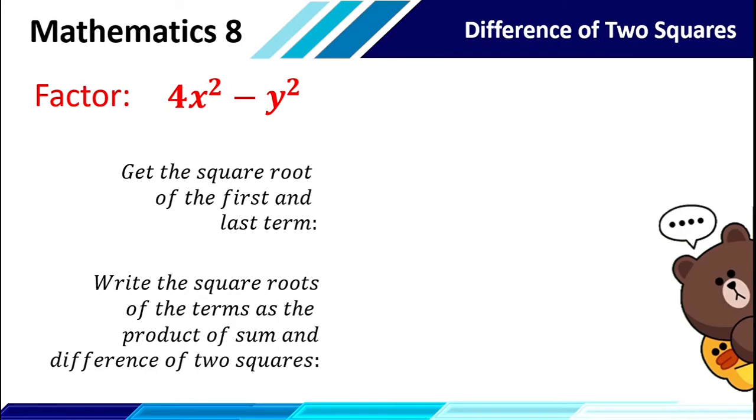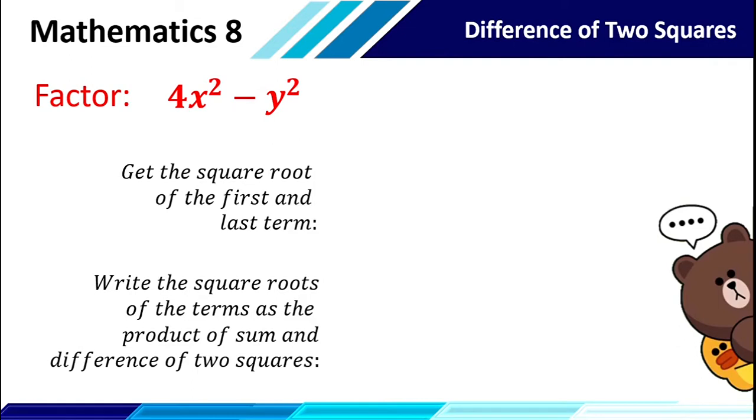Next is difference of two squares. Let's factor 4x squared minus y squared. We know that this polynomial is a binomial and all the terms are perfect squares. Therefore, it is under difference of two squares.